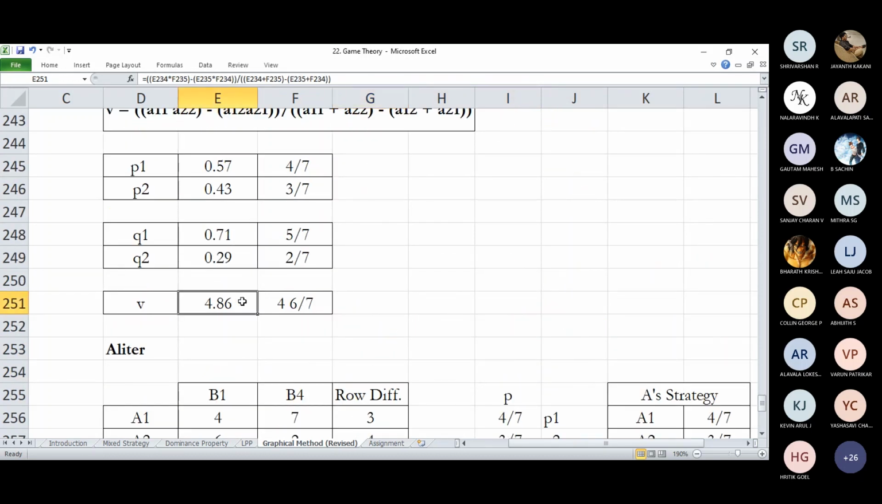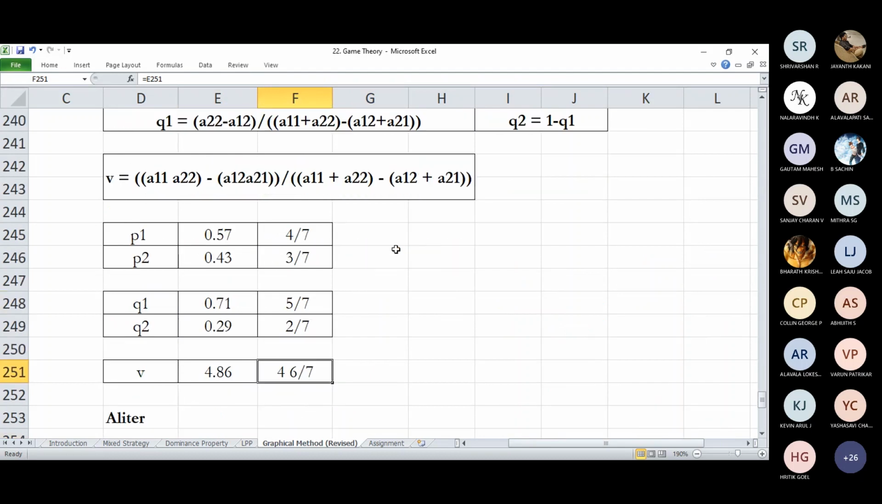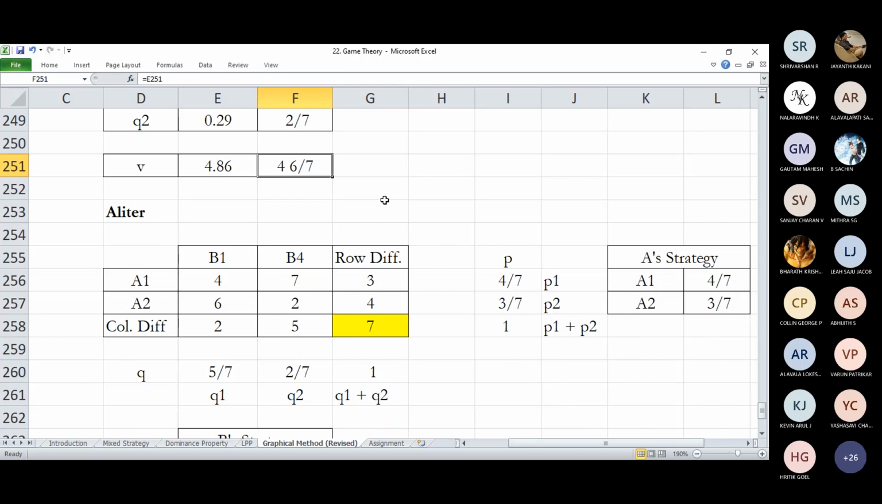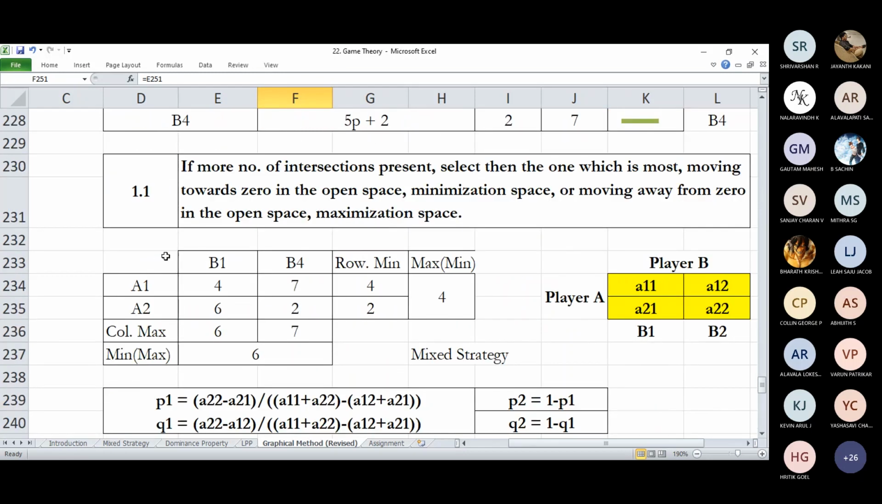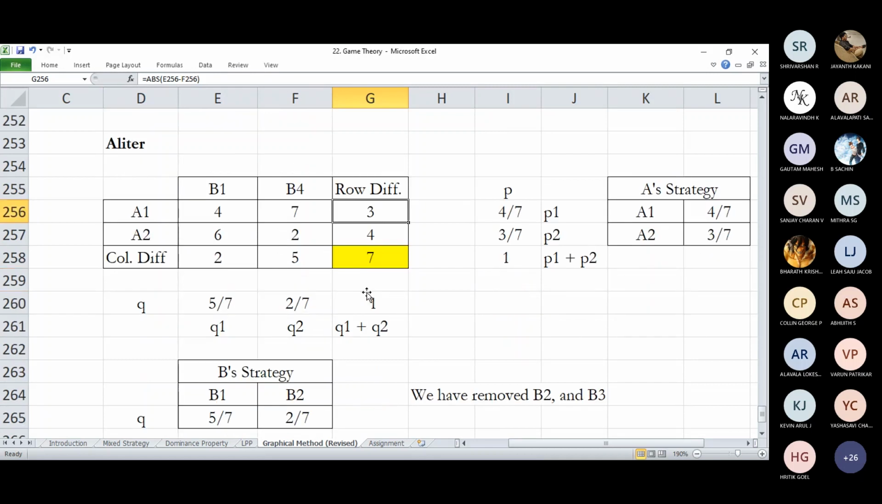Which is pretty much 4.86. Which is also the value we got using this formula, right? So in the examination, you can use any of these approaches. You don't have to do both. You can use this formula approach or you can use this approach. This is pretty simple in terms of computation, right? So this is a pretty easy method that I prefer.